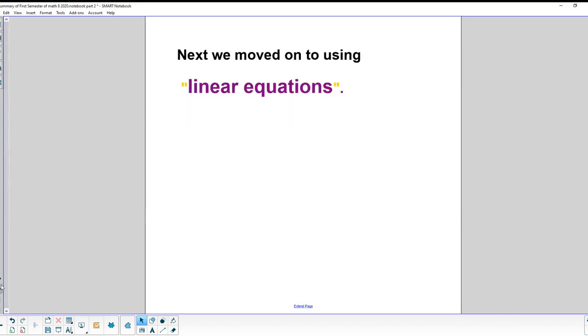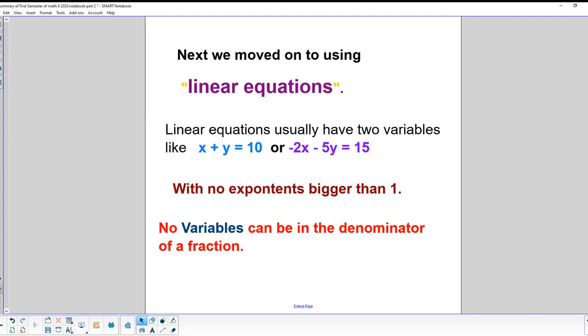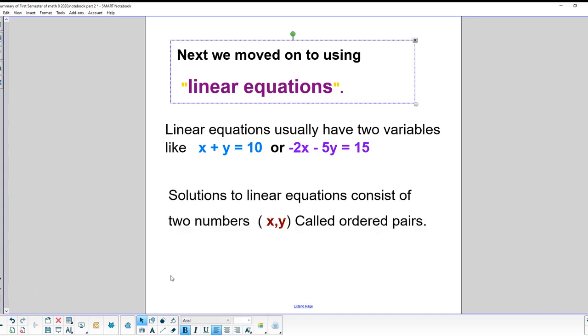Next, we moved on to using what we call linear equations. Linear equations are equations that look like this. They have two variables in them. The variables cannot have exponents bigger than 1 in them. None of the variables can be in the denominator of a fraction. If those kinds of things take place, if you graph this equation, you end up with something that isn't a straight line. And linear equations means you have a straight line. The solutions to a linear equation consist of two numbers, an x and a y value, called an ordered pair.